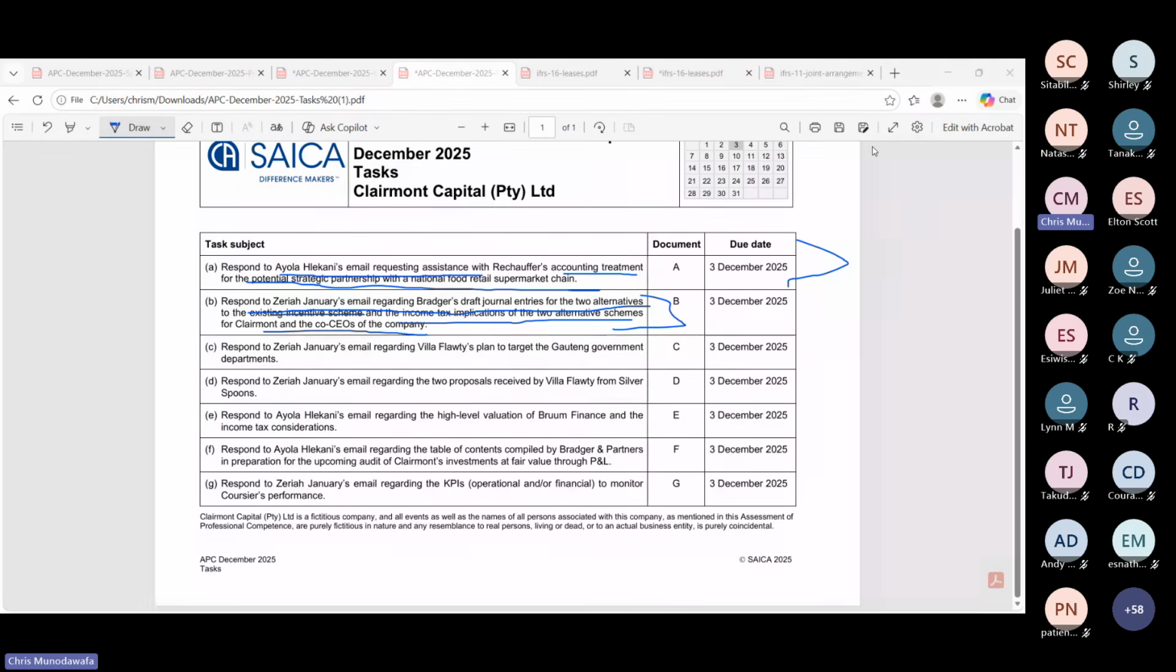Thanks, Natasha. All right. So, depth, team. A deep response would not merely say the arrangement may be a joint venture. Not like that, team. On depth, I would analyze the activities that significantly affect returns.